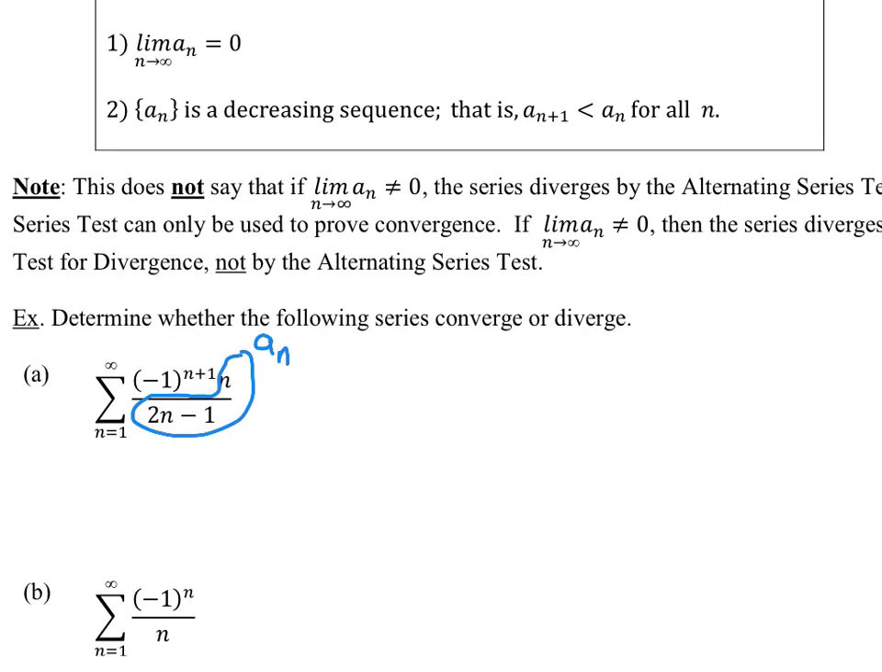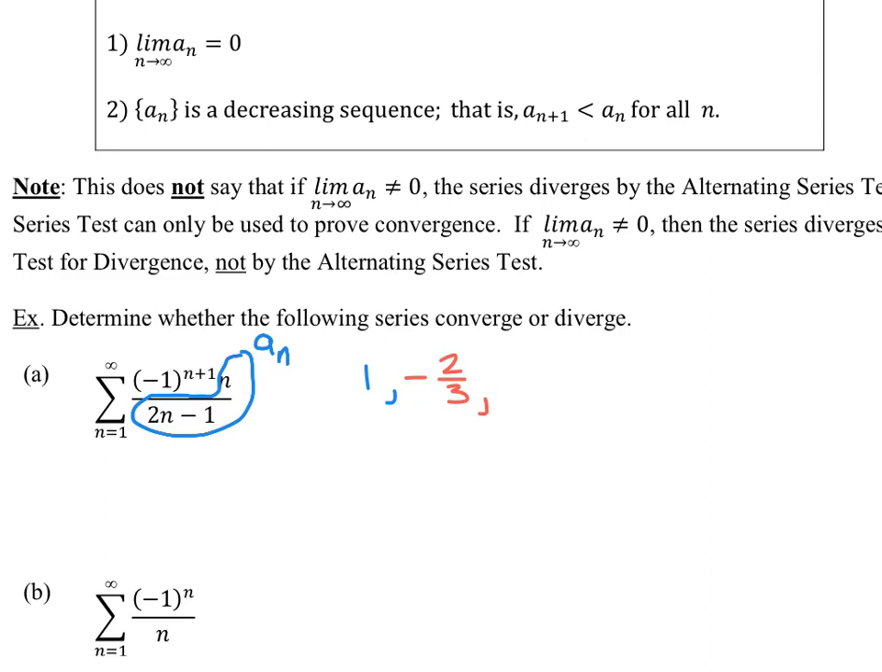Plug in the 1 for the n, I'm going to get a 1. Plug in a 1 on the bottom, 2 minus 1 is 1. So the first term is actually just a positive 1. All right, the second term, I'm going to plug in a 2, but again, I'm going to ignore the sign because I already know it's going to be negative, because it has to alternate. 2 over 4 minus 1, so 2/3.